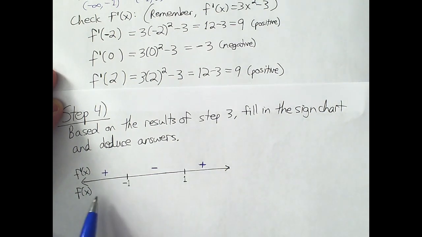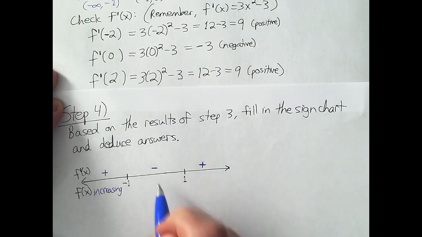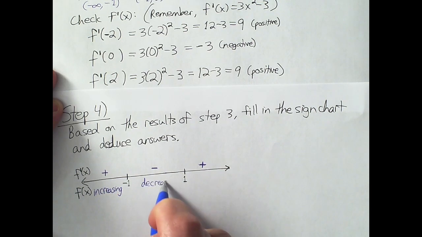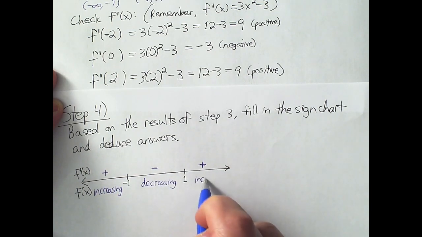Underneath, I'm going to write what's happening to f of x. Well, when f prime is positive, f of x is increasing. When f prime is negative, f of x is decreasing. And when f prime is positive again, f is increasing again.